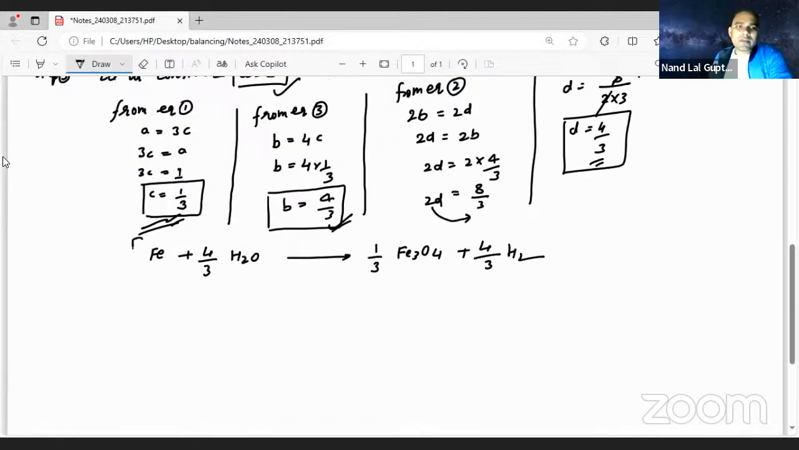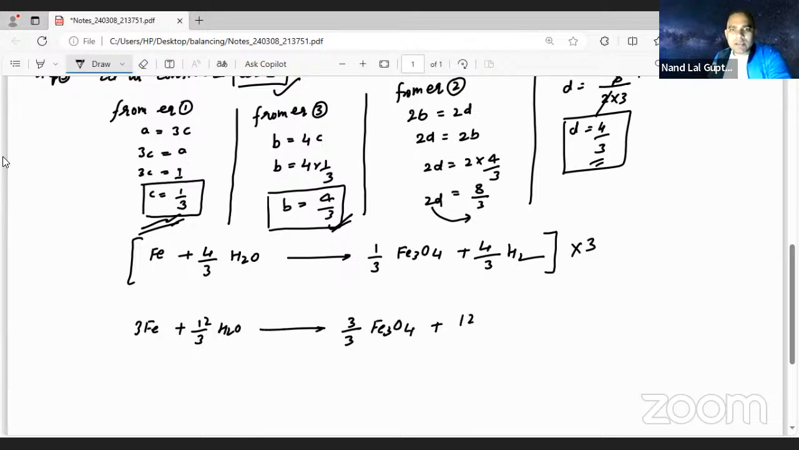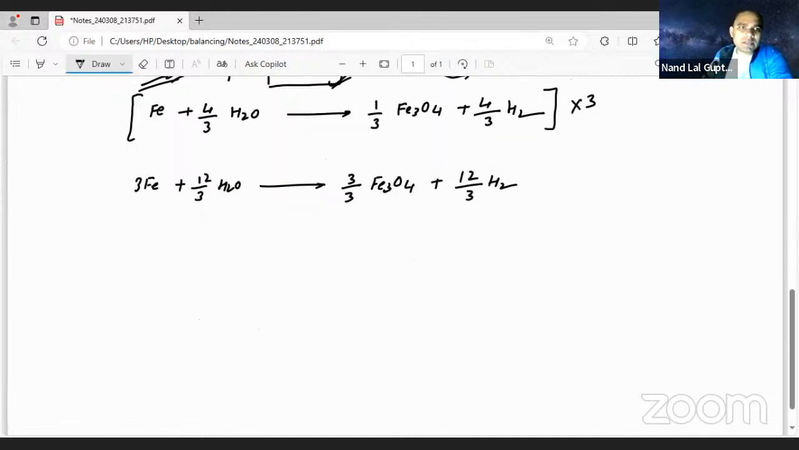This is a fractional equation, student. So we need to multiply by 3. So you multiply, it will be 3Fe. 4 3s are 12. After multiplying, you write 12 by 3 H2O. Here you can see 3 by 3 Fe3O4, plus 12 by 3 H2. Although it is a fractional equation, it is divisible.